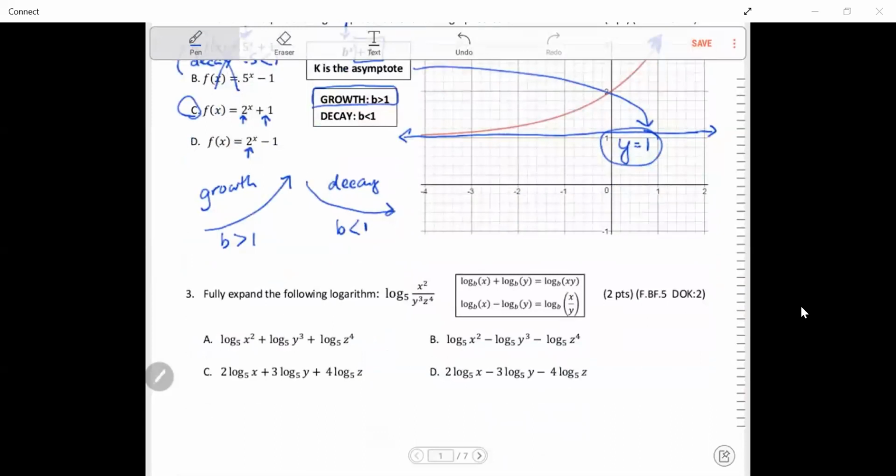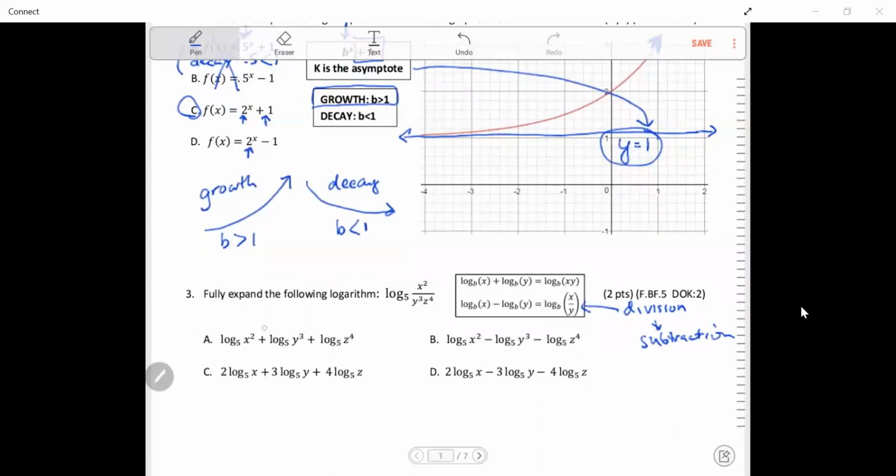Moving right along, expand the following logarithm. All right, so this logarithm is log base 5 of x squared on top, y to the cube, and z to the fourth on the bottom. Notice that it says that you need to focus on two things. One is that right here, this says when you are converting from division, you use subtraction. All right, so our answer should be subtraction.